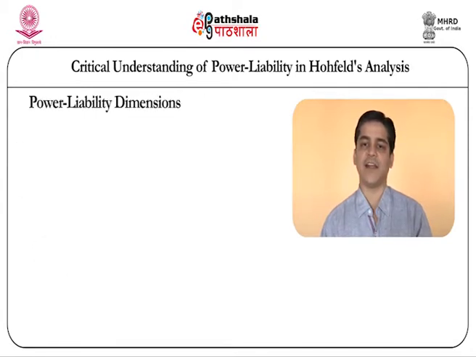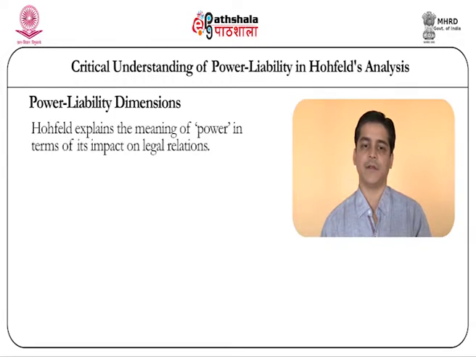Now the power-liability dimensions proclaimed by Hohfeld refer to power and liability as jural correlatives, power and disability as jural opposites. We have to understand here the difference between the legal meaning of a term and the non-legal meaning of a term, on which Hohfeld spent considerable energy and time. That is, every term that we use can have a non-legal meaning, a regular meaning in which it is used generally in the society. But when we speak of law, we need to understand every term in the context of law alone.